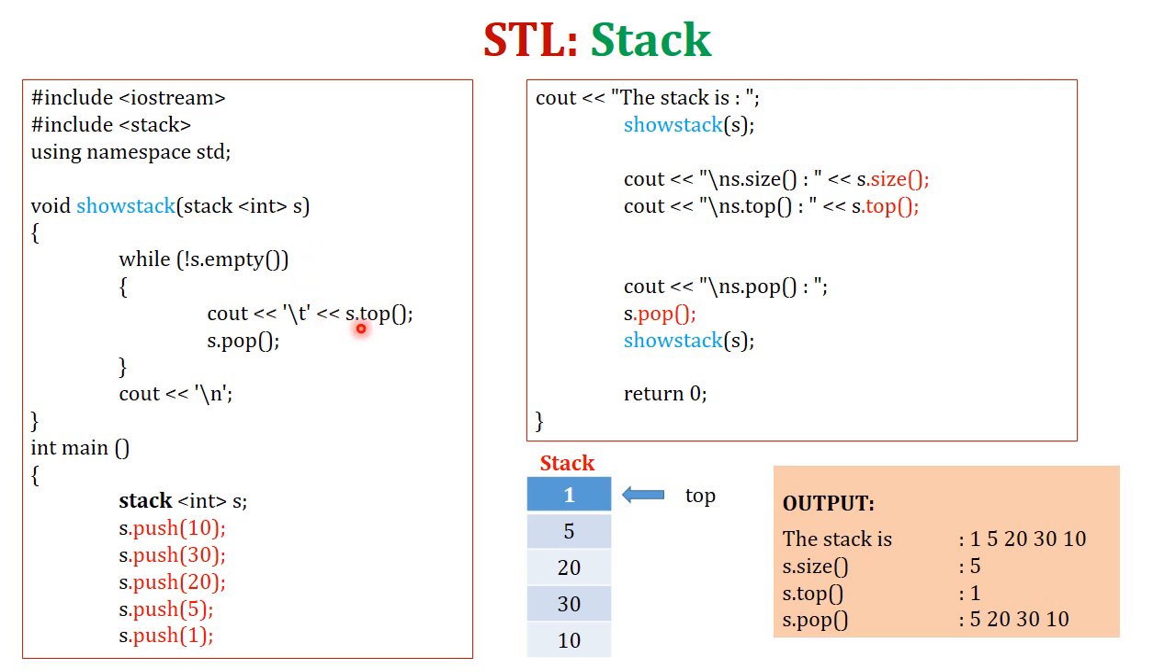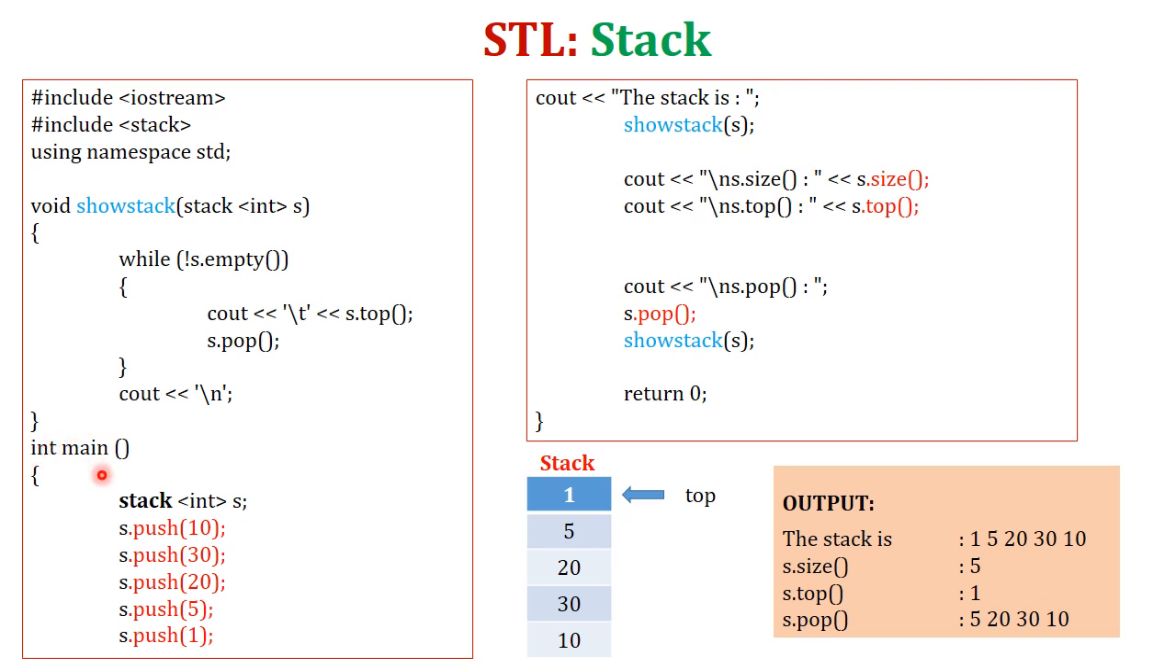It will display the first element. Then s dot pop means the pointer will be decremented. Again, it will verify whether the stack is empty or not. Again, if not empty, it will show the content. So likewise, it will execute and then it will show all the content of the elements. And suppose the stack is empty, then it will terminate the loop.